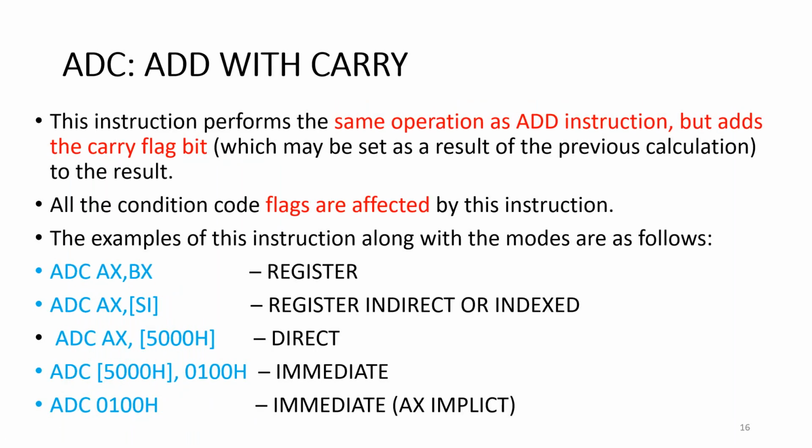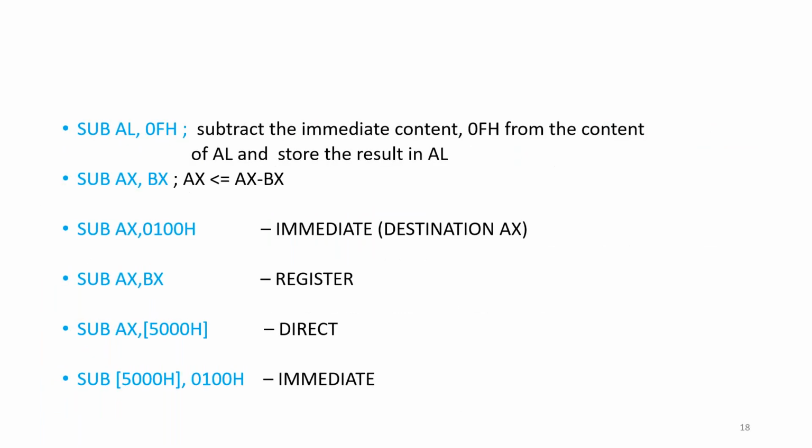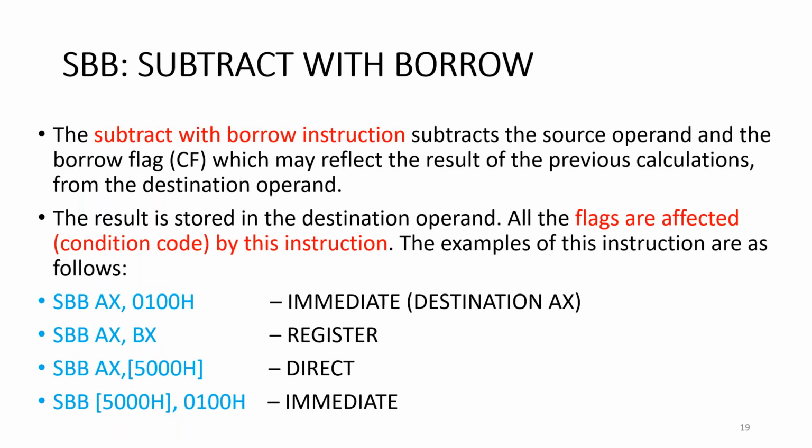Okay, so next, add with carry. Addition operation, same operation now, but here we are going to add the carry flag bit. This is add with carry. Next, subtraction. Subtraction, destination, comma, source. Already we all know, right? SUB AX, comma, BX. Different addressing modes, we are giving examples. Subtract with borrow. SBB is subtract with borrow.